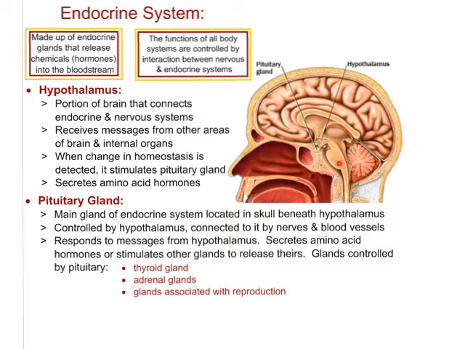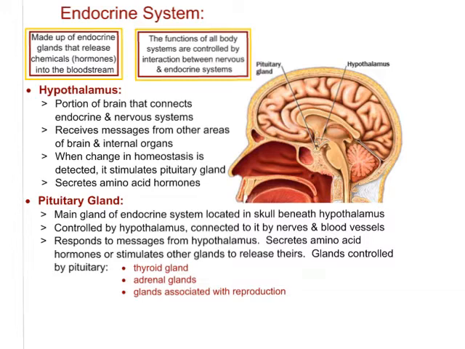Here is a picture of the human brain, and here is the hypothalamus. It receives messages from other areas of the brain and from internal organs. When the hypothalamus senses change in homeostasis, it stimulates the pituitary gland, and here's the pituitary gland right below the hypothalamus. The hypothalamus secretes amino acid hormones. Those are the kinds of hormones that it secretes.